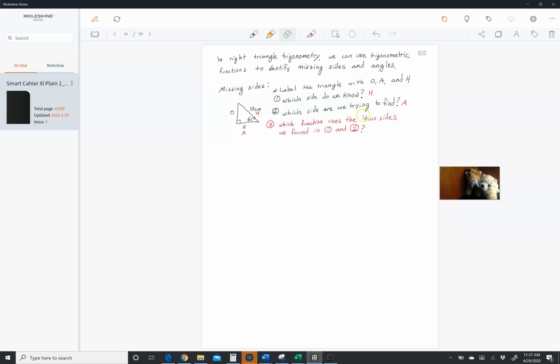And which function is that? Well, it's cosine. We have hypotenuse and adjacent. Cosine uses hypotenuse and adjacent. The cosine of theta is adjacent over hypotenuse. Well, now we just fill in the unknowns, okay? Now it's a plug and chug. So the cosine of 61 degrees, that's what theta is equal to, our adjacent, which is x, over our hypotenuse, which is 10. Okay? And now we just solve for x. Well, first thing that we're going to do is we're going to multiply both sides by 10.